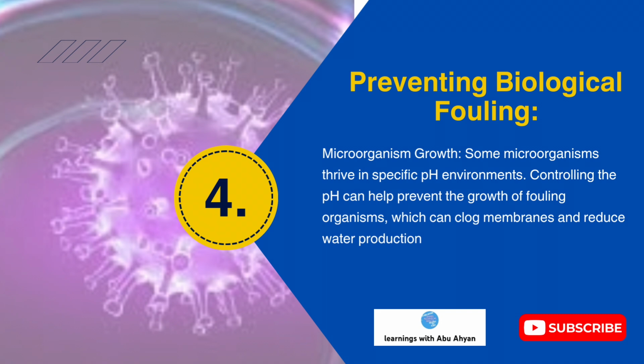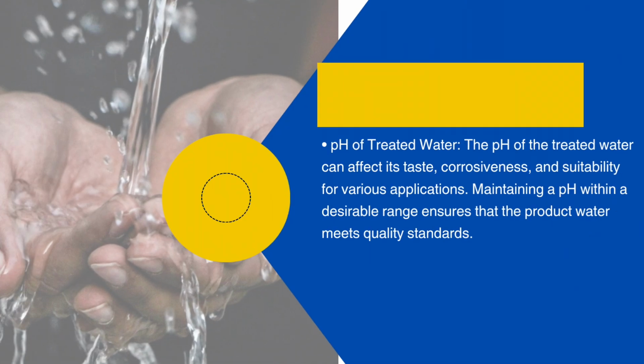4. Preventing biological fouling. Microorganism growth. Some microorganisms thrive in specific pH environments. Controlling the pH can help prevent the growth of fouling organisms, which can clog membranes and reduce water production.